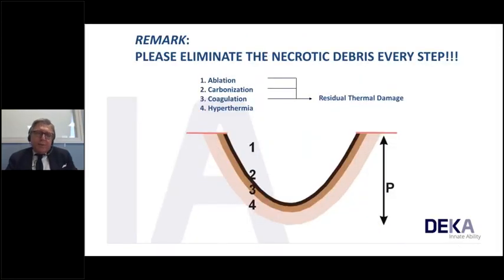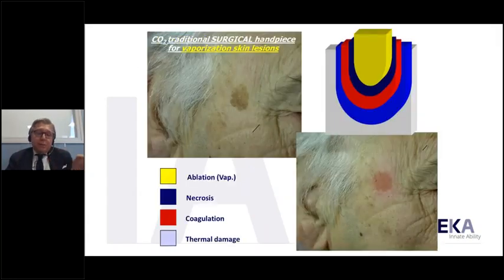This is a very important image because it gives us the opportunity to evaluate what we have to do during the procedure. Looking at the layers: the ablation crater, carbonization, coagulation, and hyperthermia. Why do we have to pay attention to this? Because during the treatment, it's very important to remove the necrotic debris after each pass, because otherwise we risk amplifying the thermal diffusion in the surrounding areas. You have to remove the necrotic debris, as you can see in one of the videos that we presented.